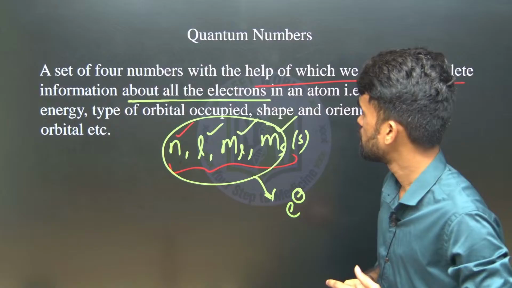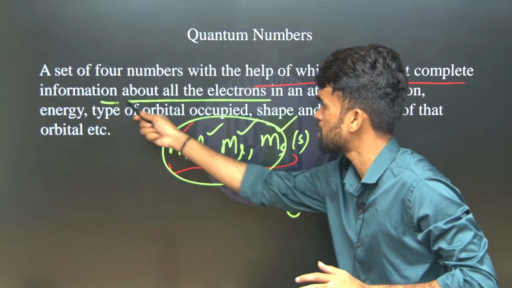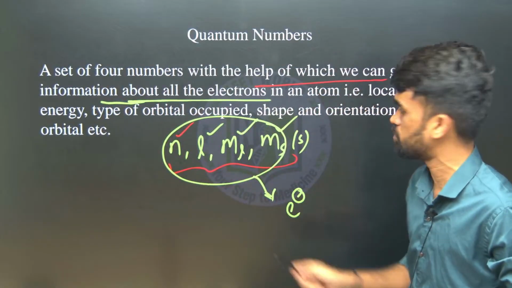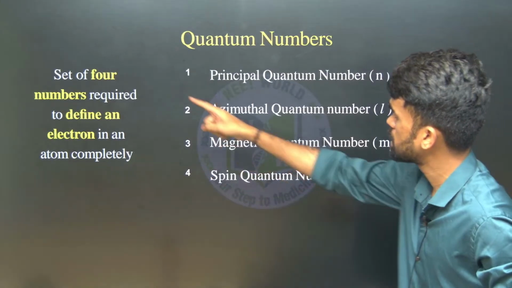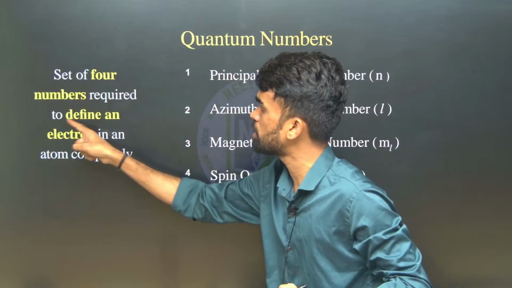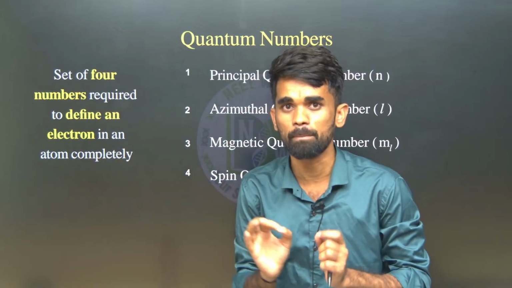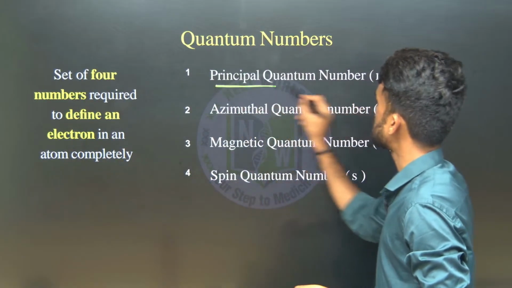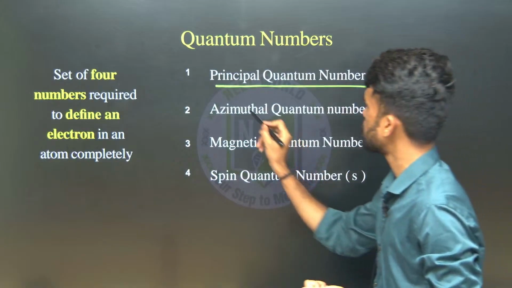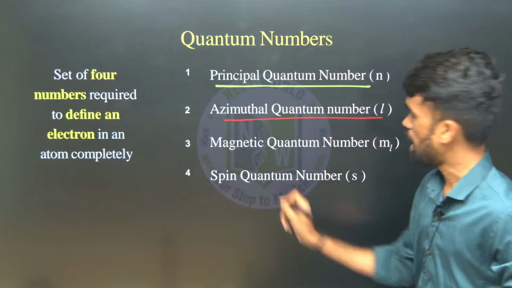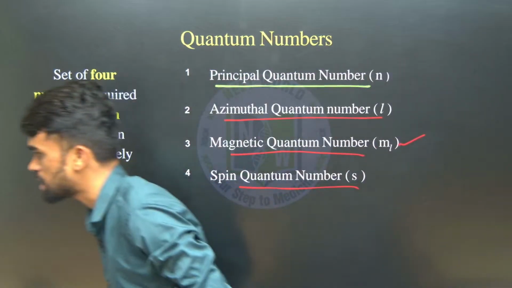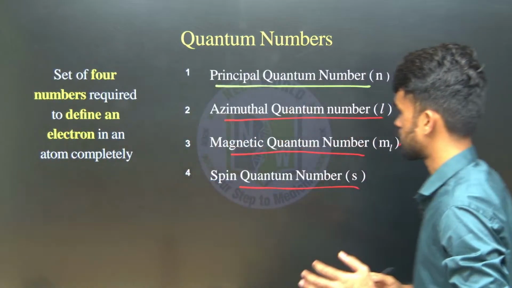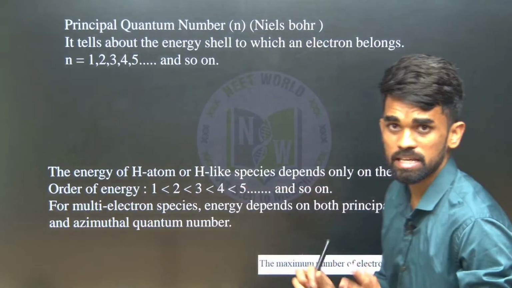Hope it is clear. This set of 4 numbers, called quantum numbers, gives all the information about an electron in an atom. The set of 4 quantum numbers is required to define an electron in an atom completely: the principal quantum number n, the azimuthal quantum number l, the magnetic quantum number ml, and the spin quantum number ms, or simply s. Let us read these one by one.